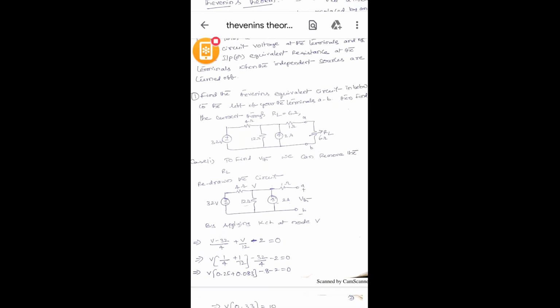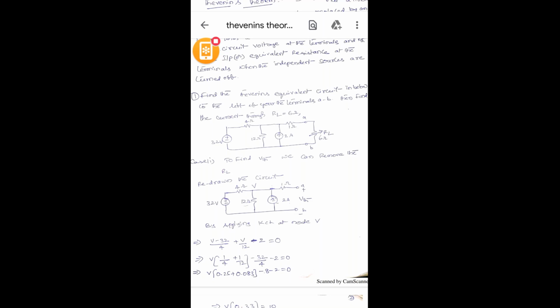Now in this circuit, 12 ohms and the 2 ampere source are connected in parallel, and the 1 ohm resistance is open. So no current flows through the 1 ohm resistance and it is negligible. In the parallel condition the voltage is the same, so we assume the voltage across the 12 ohms is V, the same as across the 2 ampere current source. Then we apply KCL at node V.